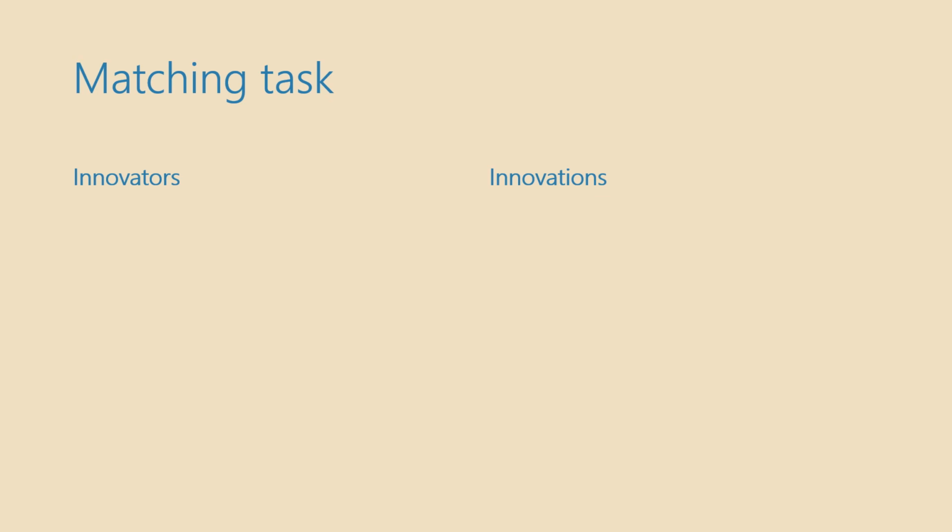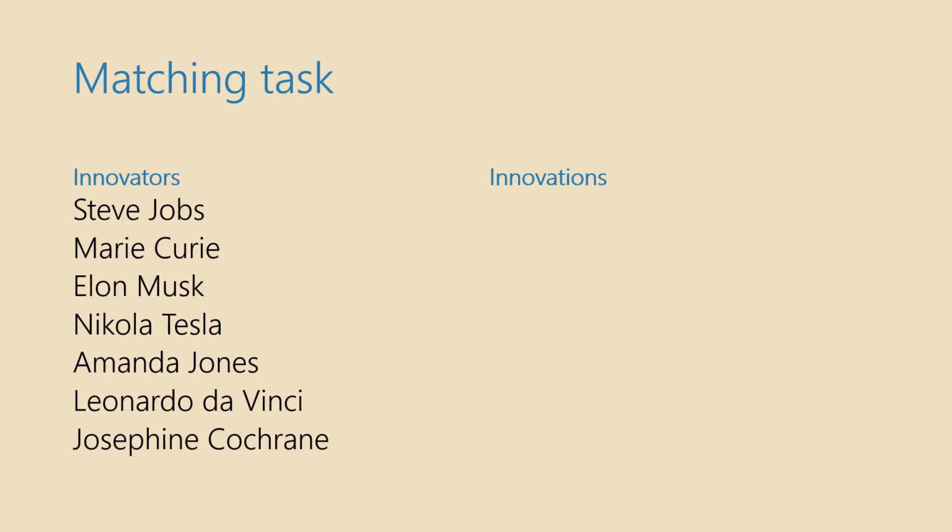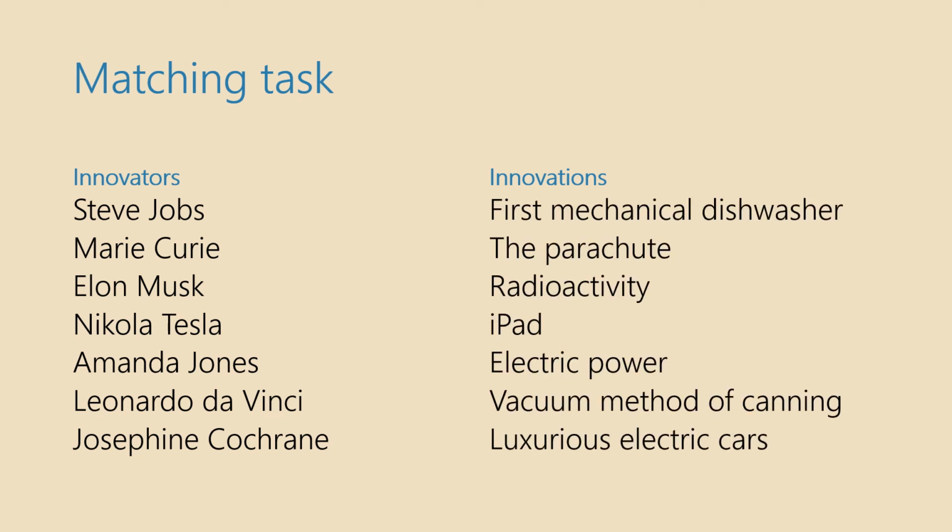In the first column, you will see the names of famous modern innovators. In the column on your right, you will see their innovations. Now, pause the video lesson and try to match the innovator to their innovations. You can write it down in your notebook.